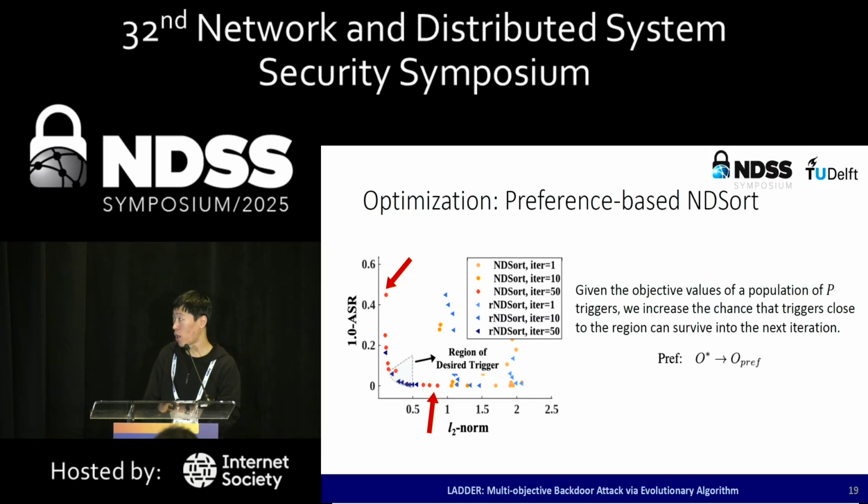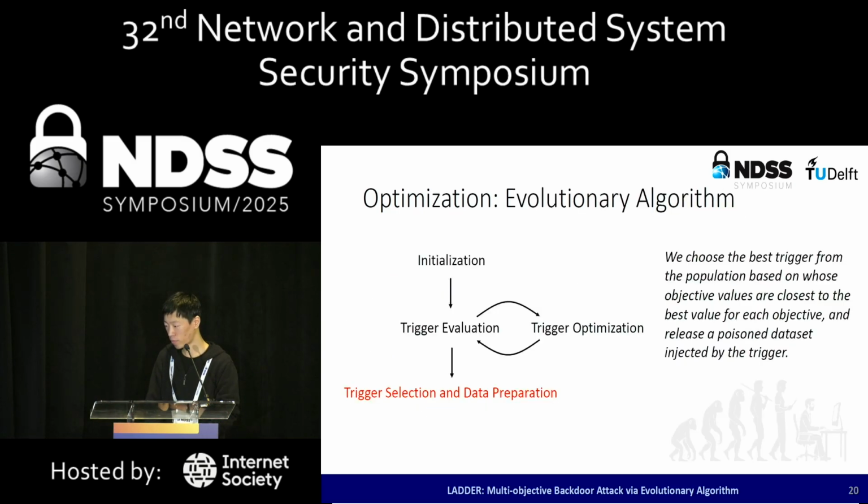To address this problem, we integrate a preference-based selection mechanism, which calculates the distance of triggers towards the promising area. We prioritize those triggers that are close to the ideal region and penalize those triggers that are far from this region. Finally, after multiple iterations, we obtain the final trigger population. We choose the best trigger from the population, whose objective values are closest to the best value for each objective, and we release the poison dataset injected with the trigger.